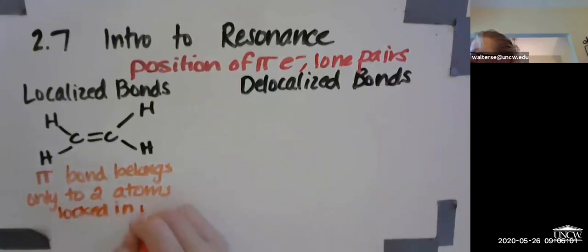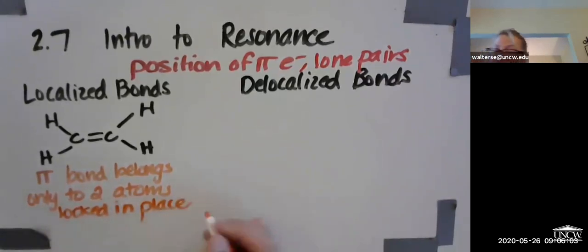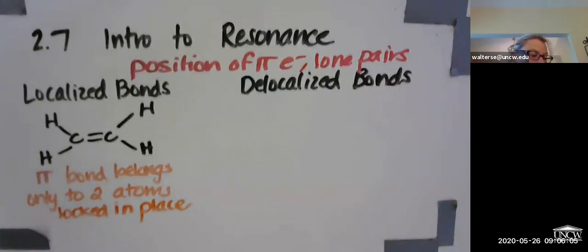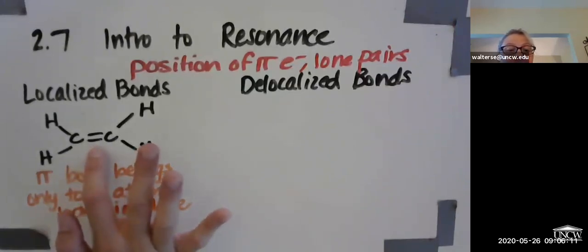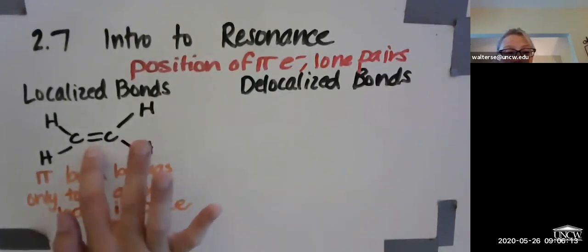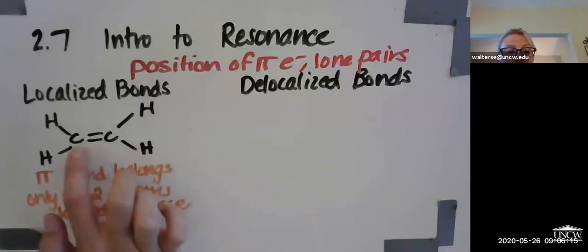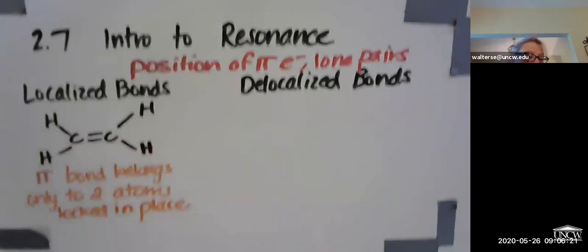And if you have the slides in front of you, the image to help you remember locked in place is somebody in jail. So these pi electrons, they're useful. They can be used in a reaction, but they only belong to these 2 carbons. They don't belong to any of these hydrogen atoms.